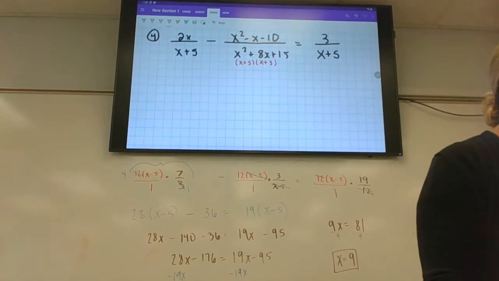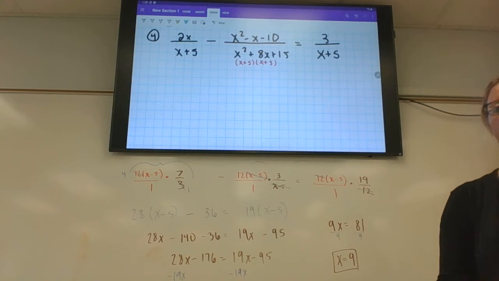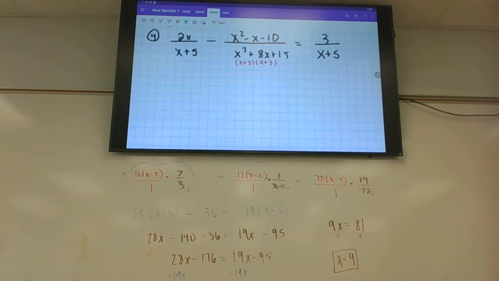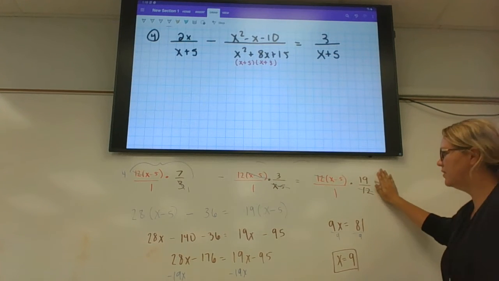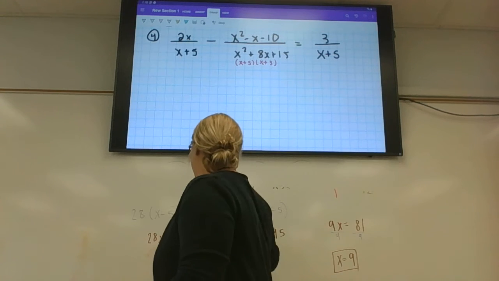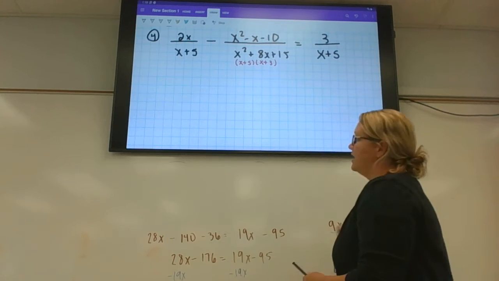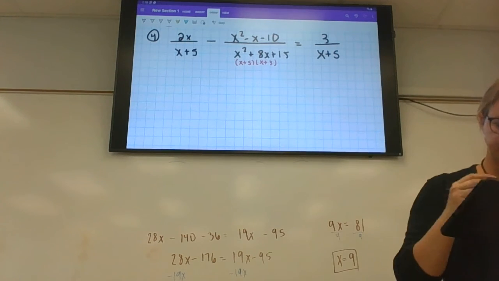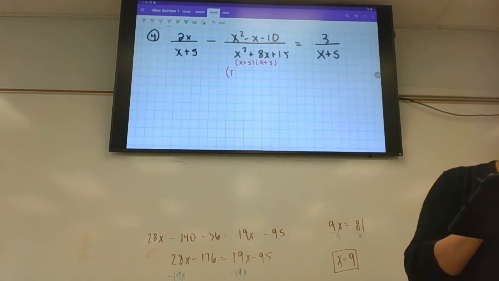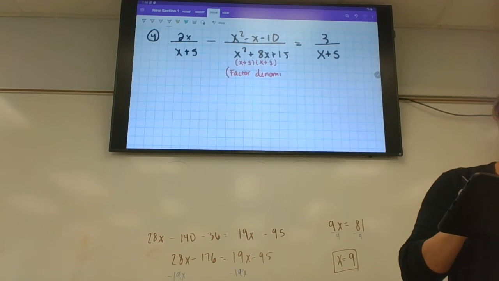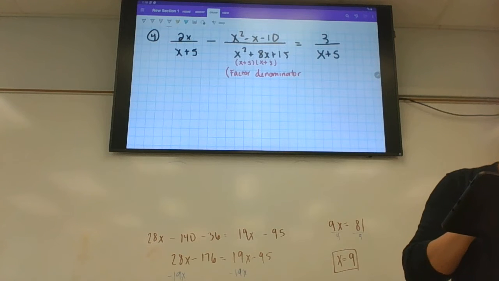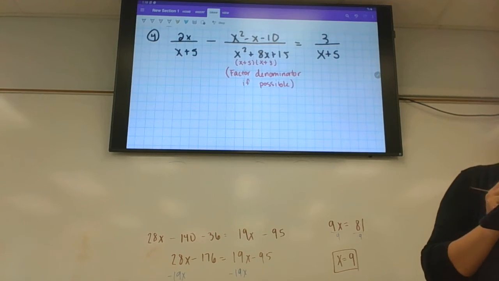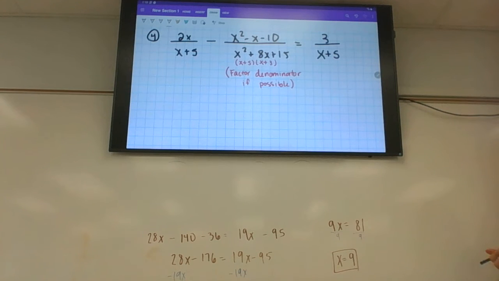Just the denominator. Leave it. Only factor the denominator. If the denominator can be factored, factor it, until the very end. So we're going to factor this denominator if possible.